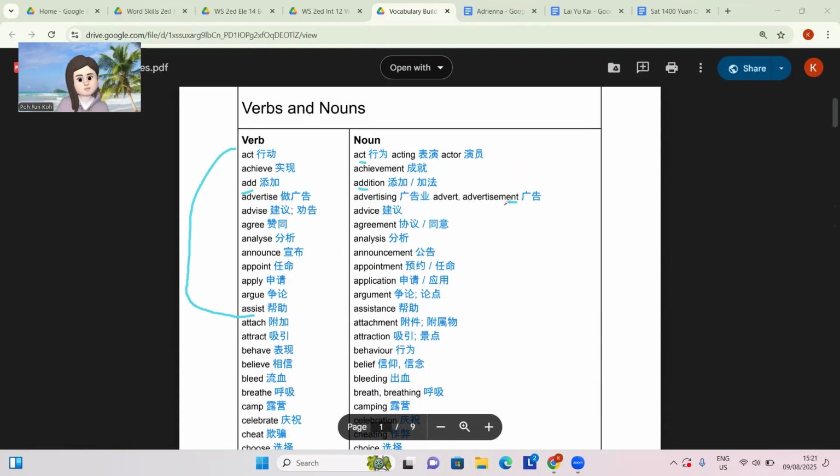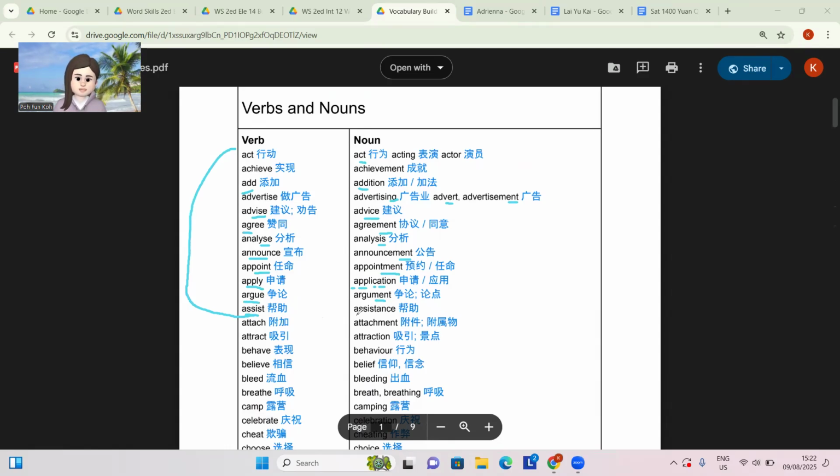Advertise, advertisement, or advert in short. Advertising, industry. Advise, advice. The noun form is -ce. Agree, agreement. Analyze, analysis. Announce, announcement. Appoint, appointment. Apply, application. Very common word, right? We say application form. Argue, argument. Assist, assistance.